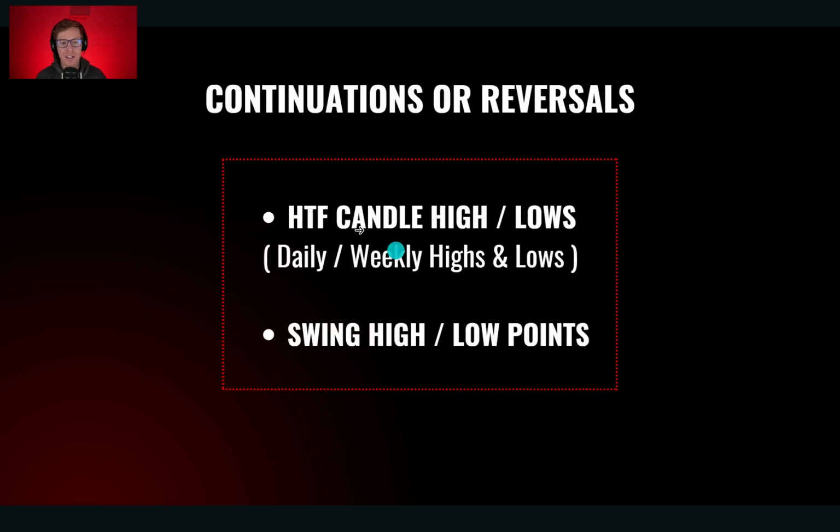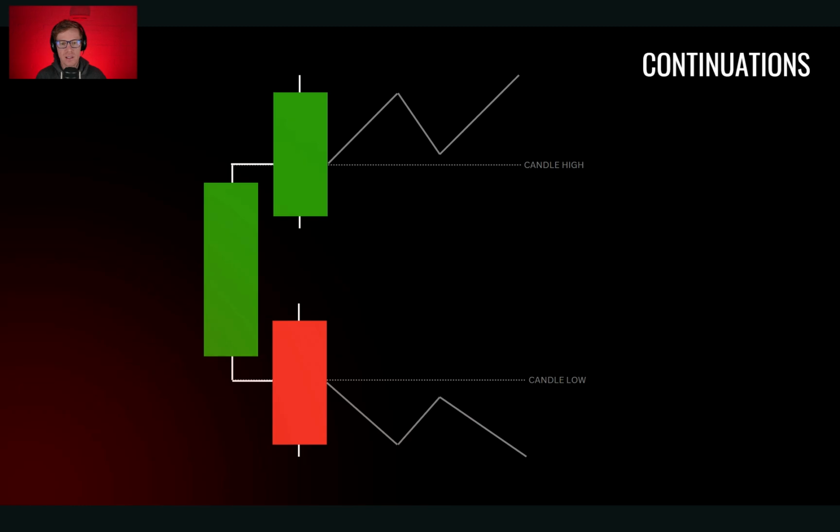So understanding continuations or reversals is a big part of understanding how to determine the bias of the market. What we look for is higher time frame candle highs and lows, either daily highs and lows, weekly highs and lows, and you can also use a 4-hour high and low if you like to. We also look at swing high and swing low points as areas of liquidity where we can get potential reversals occurring.